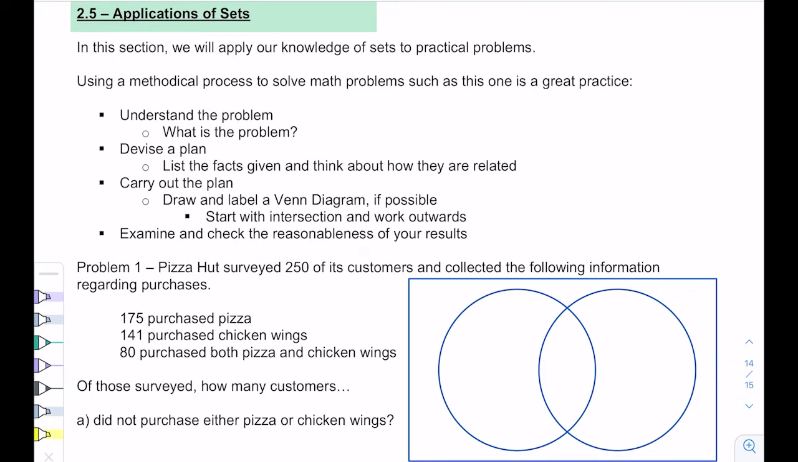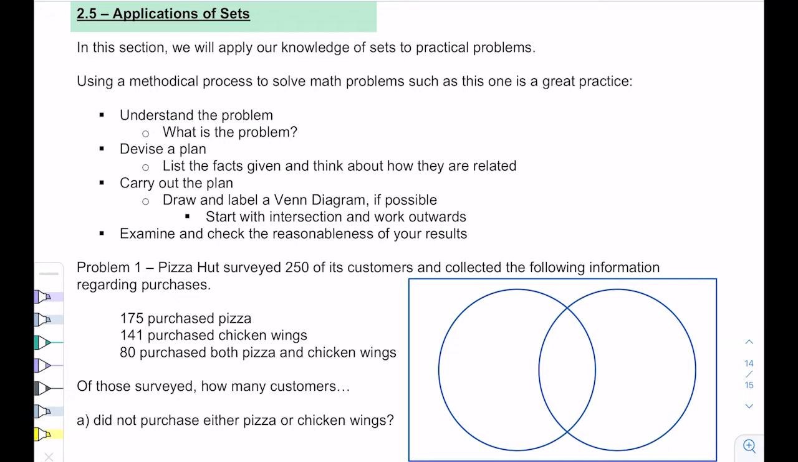And then after you know what the problem is, you want to come up with a plan. So you can either list some of the facts that are given. I tend to highlight things and then try to think about how they're related. And then you want to carry out the plan that you came up with. So one of those plans is to draw a Venn diagram, since that's a visual way of solving a problem, and then label the diagram.